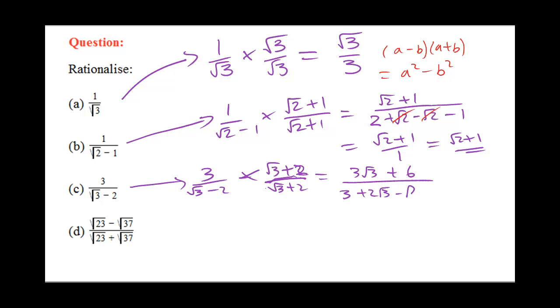Let me just erase that. Okay. And we got minus 2 root 3. Minus 2 times 2 is minus 4. And once again, we can see these two cancel out. So let's just simplify all of that. So you get 3 root 3 plus 6 over 3 minus 4, which is minus 1, which is better written as minus 3 root 3 minus 6. And that's our answer to that one.